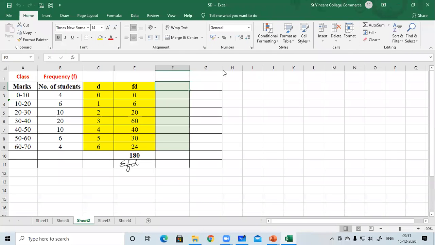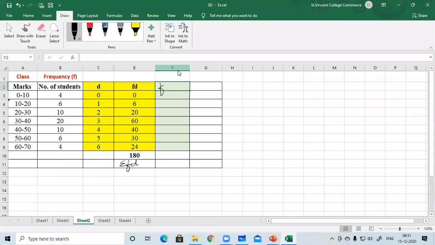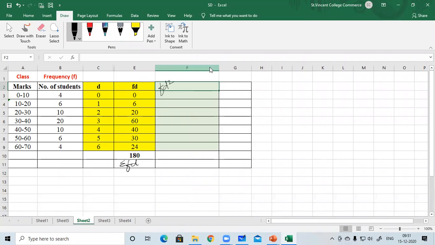So I need FD square. Now how to find FD square? The thing is you have to do F into D square. Now again, if you want to do F into D square, you will have to find out first D square, then multiply. Or the simple trick here is you take these two columns and you multiply them and you will get the next column.